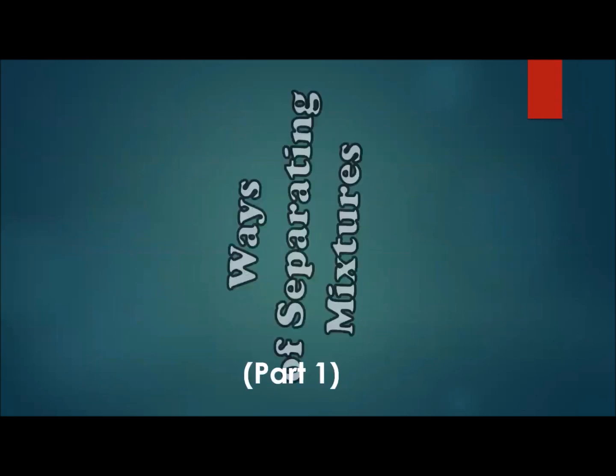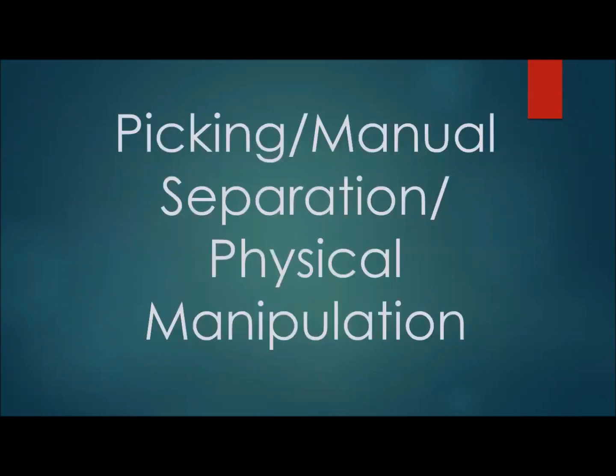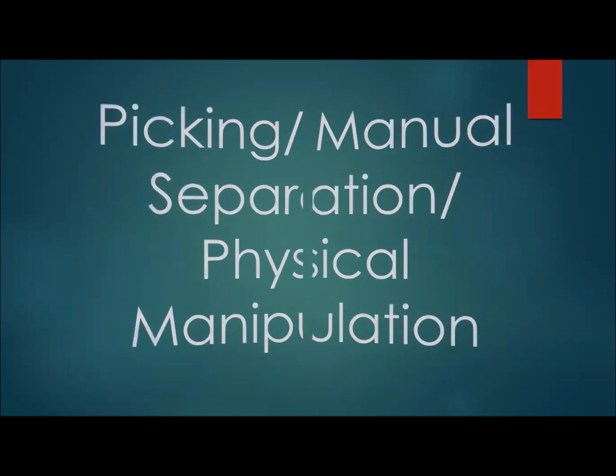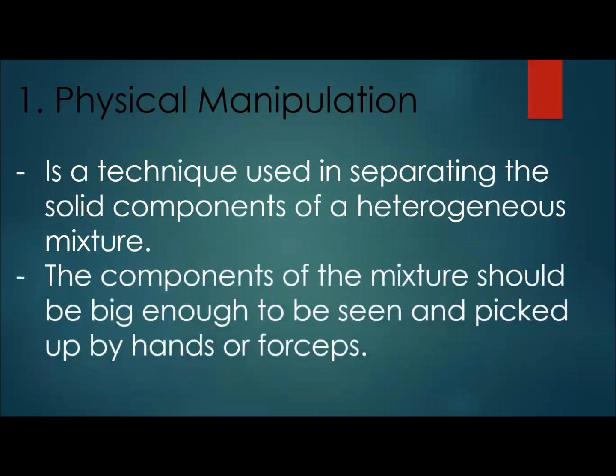Now let us learn what are the different ways or techniques of separating mixtures, part 1. Okay, first method or technique of separating mixtures is picking, or manual separation, or physical manipulation. So what is physical manipulation? Physical manipulation is a technique used in separating the solid components of heterogeneous mixtures. The components of the mixture should be big enough to be seen and picked up by our hands or forceps.